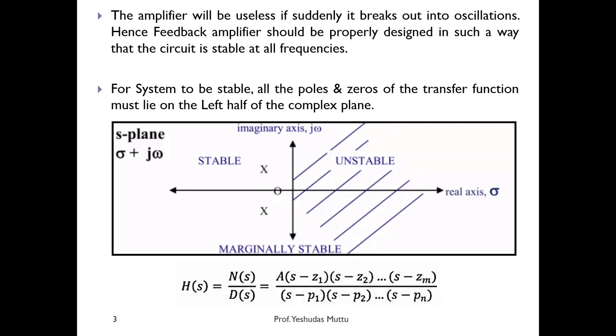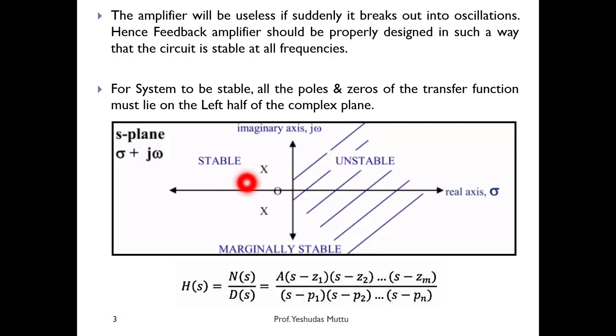Basically analog domain. Similarly, you have an equation put up over here: s minus z1, s minus z2 till s minus zm, divided by s minus p1 till s minus pn. Z denotes zeros, p denotes poles. Now if these poles and zeros lie in the left half of the complex plane, then I can say that the system is stable.